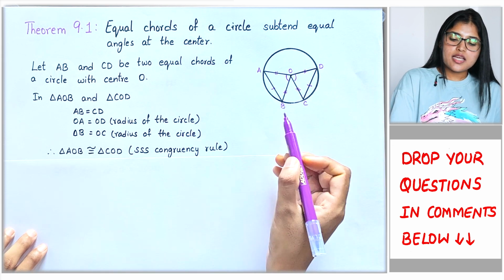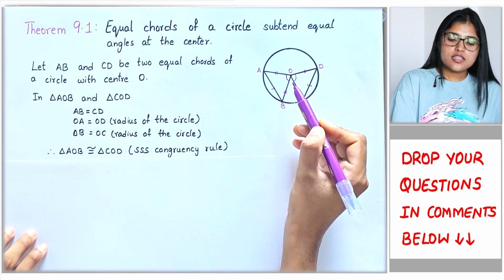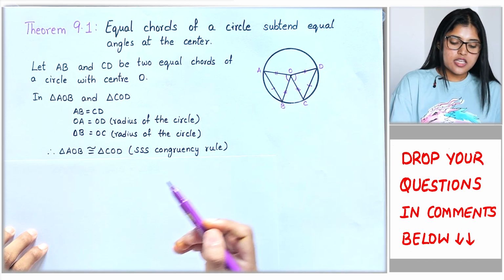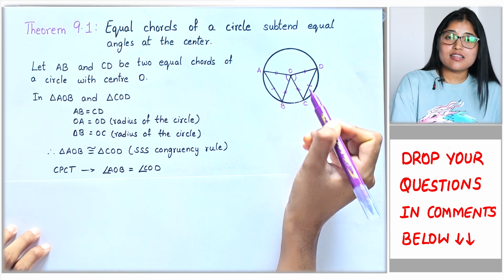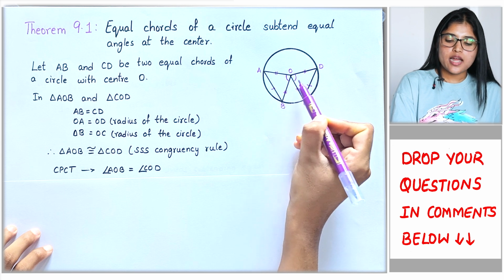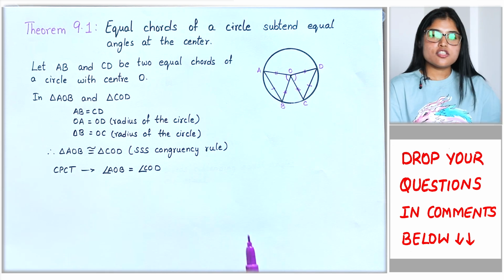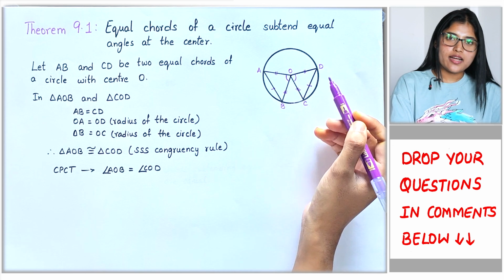So using SSS congruency, I can say that triangle AOB is congruent to triangle COD. So by CPCT, I can say that the angles in these two triangles are also equal. So I can say angle AOB and angle COD are equal, hence proving that these two equal chords are actually subtending equal angles at the center.